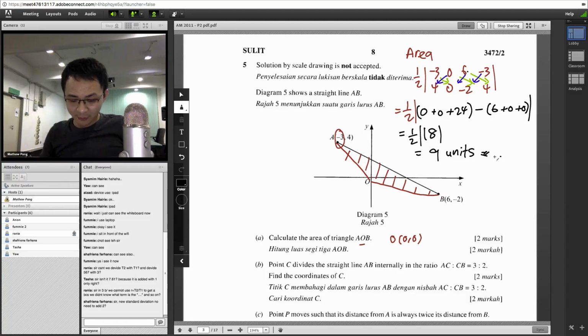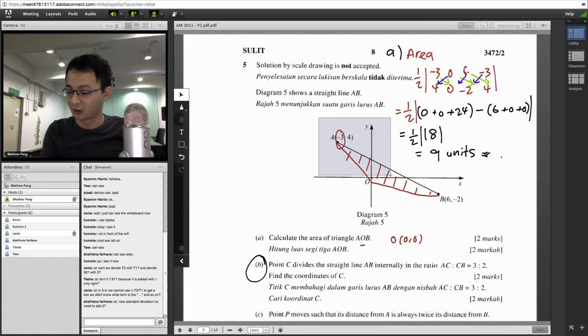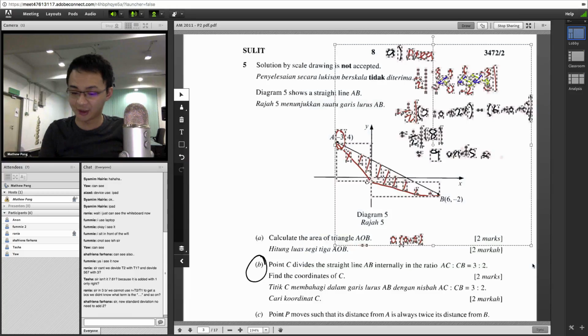Alright, so this is the answer for part A. We are already done. For part B, the point C divides the line AB internally. So he gives you a ratio, and you know you have to use the ratio formula. In order to use the ratio formula, let me just erase all this.